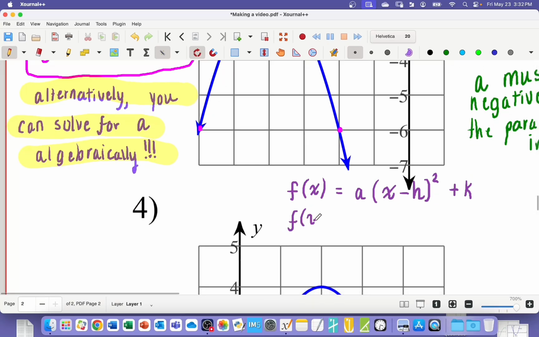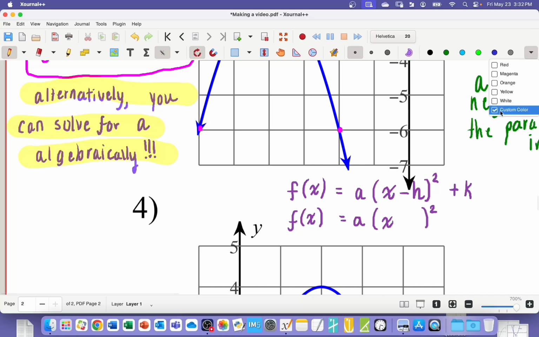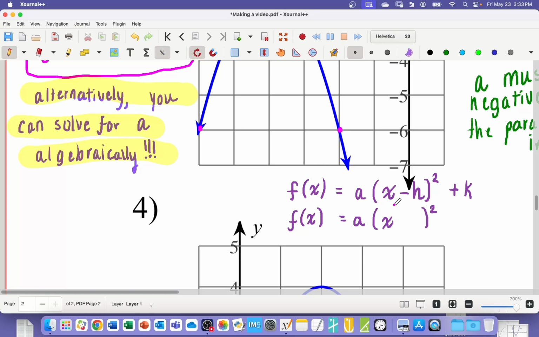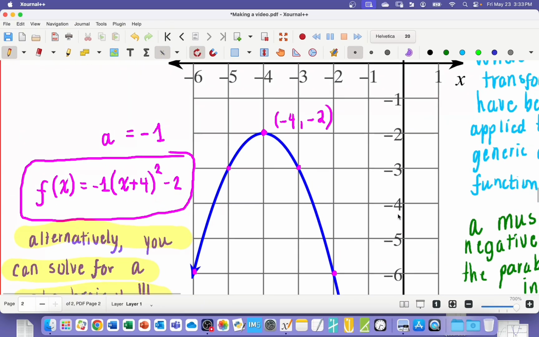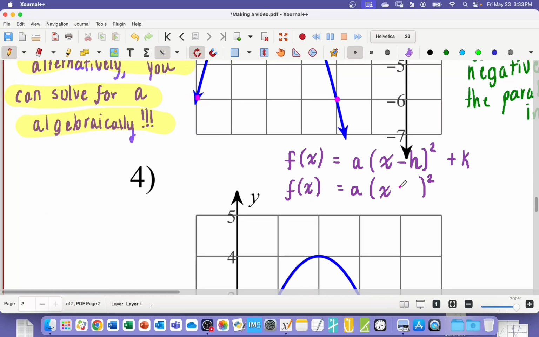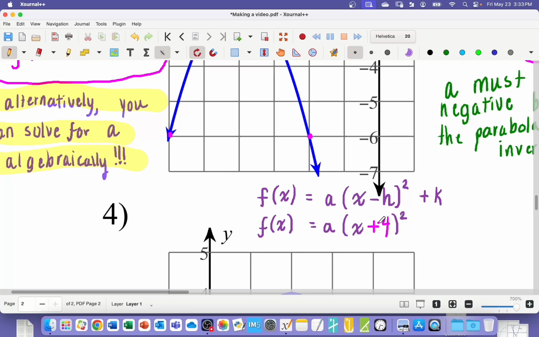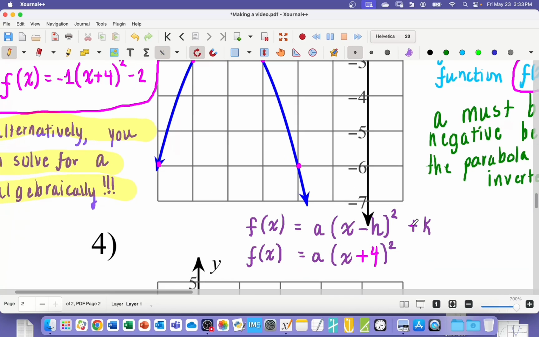F of x equals a x squared. Let's do a different color to just show that we're changing. So it's got to be plus 4. Oh, did I do that wrong? Yeah, okay, good, I did that fine. Okay, so minus 2.